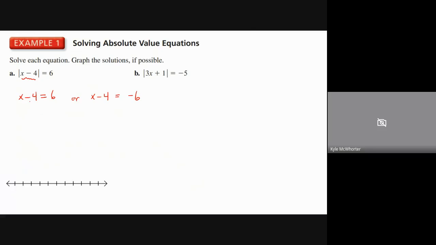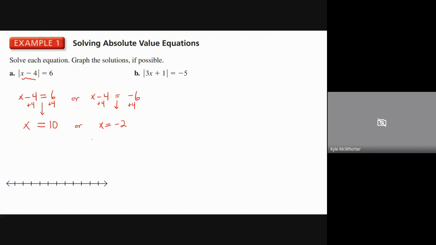So x minus 4 equals 6. The x has a minus 4 by it. We want to get rid of the minus 4, so we're going to add 4 to both sides of the equal sign. And we get x equals 6 plus 4, which is 10. Then we're going to solve the other equation, and it's the same step. We're also going to add 4 to both sides to get rid of the minus 4 by the x. But this time, we get x equals negative 6 plus 4, which is negative 2.